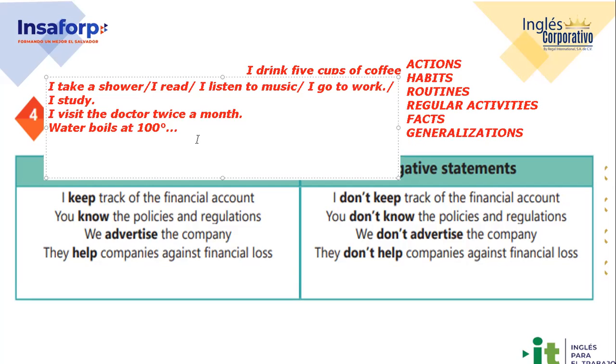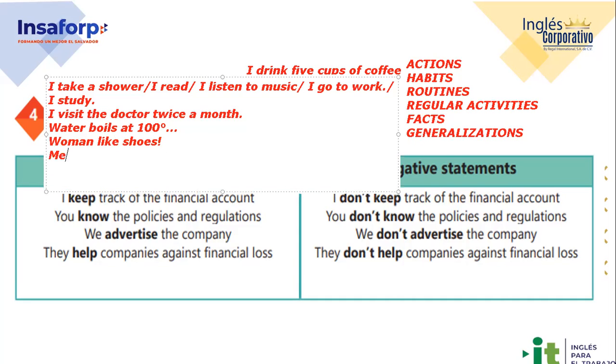Luego tenemos generalizaciones. Y como lo dice la palabra, son generalizaciones establecidas por la mayoría de personas. For example, women, let's say, like shoes. So, do you agree with that? ¿Están de acuerdo con eso? Una generalización. A las mujeres les gustan los zapatos. So, what about men? ¿Qué de los caballeros? ¿Qué les gusta a los caballeros?